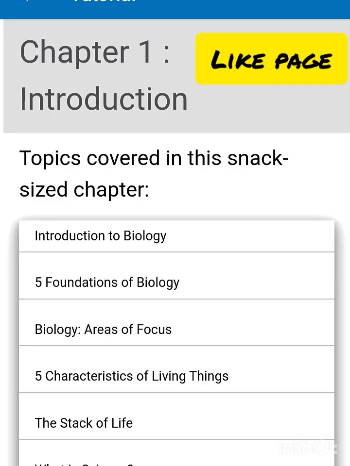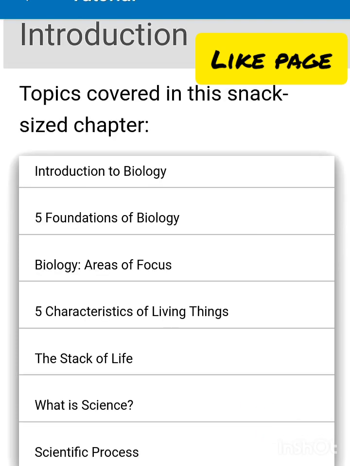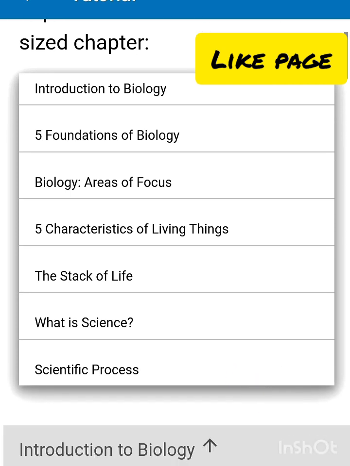Today our topic is Introduction to Biology: five foundations of biology, areas of focus, characteristics of living things, the state of life, what is science, scientific processes.